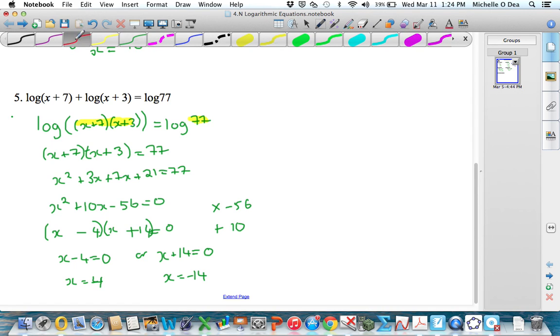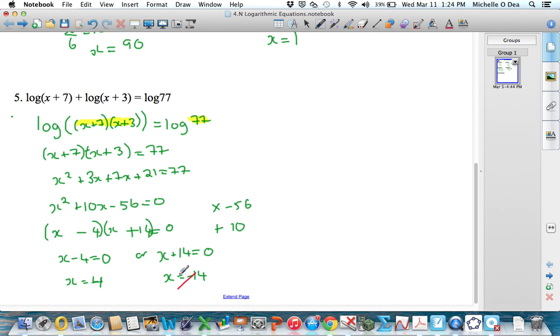So what I can do, good idea to still write down 2 solutions to begin with, but then just cross out the one that doesn't work, if there is one that doesn't work, to show that you have done a check.